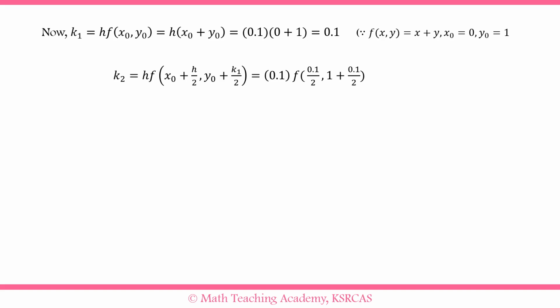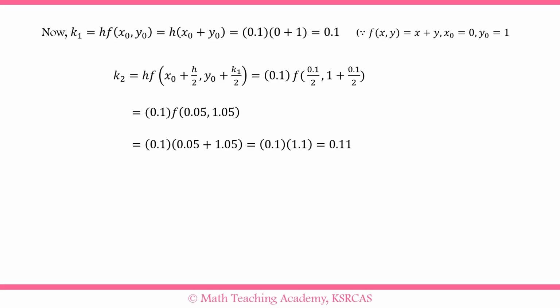Then find k2 value. K2 equal to formula h into f of x naught plus h by 2 comma y naught plus k1 by 2. Now substitute the values. H equal to 0.1 into f of x naught value 0 plus h by 2, that is 0.1 by 2, comma y naught value 1 plus k1 by 2. K1 value is 0.1 divided by 2. So therefore equal to 0.1 into f of 0.05 comma 1.05.